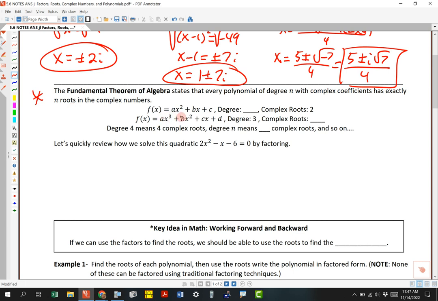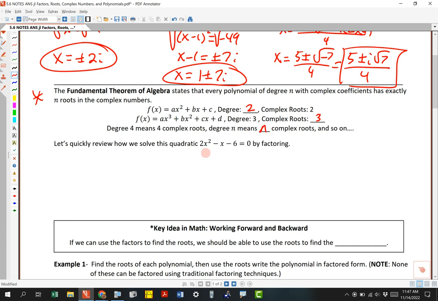So if we look at this function right here, this is a quadratic. That means it's degree 2, so it has two complex roots, two complex zeros. This right here, this is a cubic. It starts off with an x cubed. So that means it's degree 3. That means it's going to have 3 complex roots. If it's degree 4, that means 4 complex roots. If it's degree n, n complex roots.